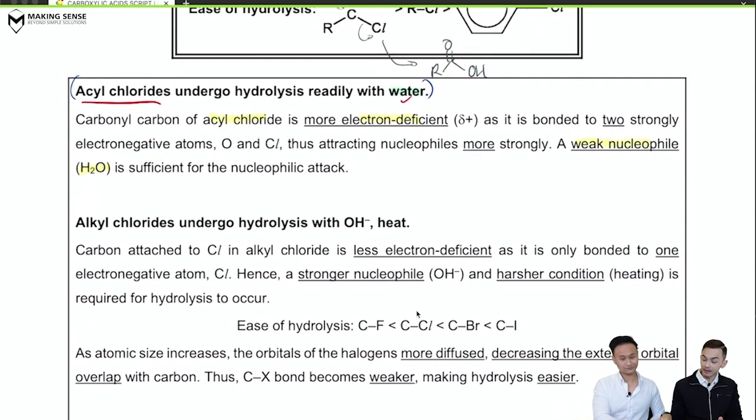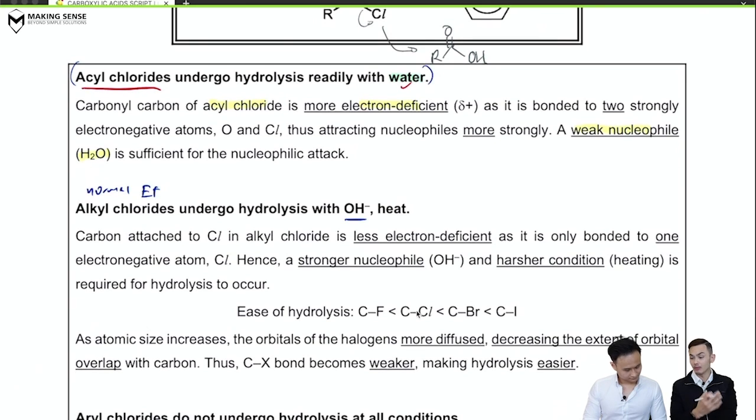All right, so the difference between alkyl halide and acyl chloride is that acyl chlorides are more electrophilic, so for alkyl halides we just use the term a normal electrophile. With a normal electrophile, you expect slightly harsher conditions. The difference now is you require something that's charged, so you require OH minus.